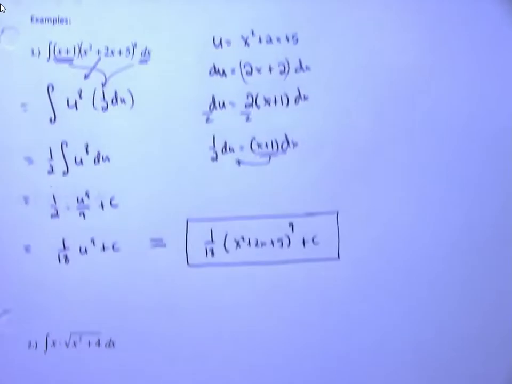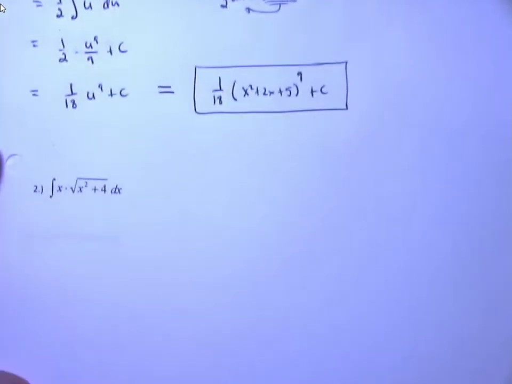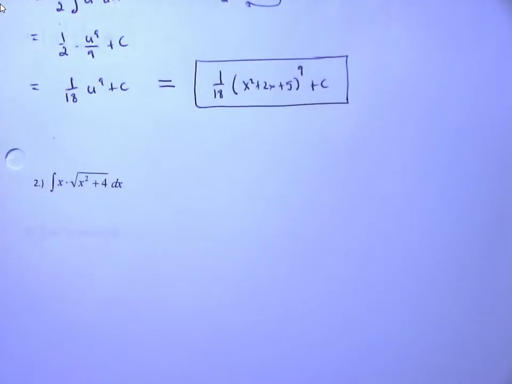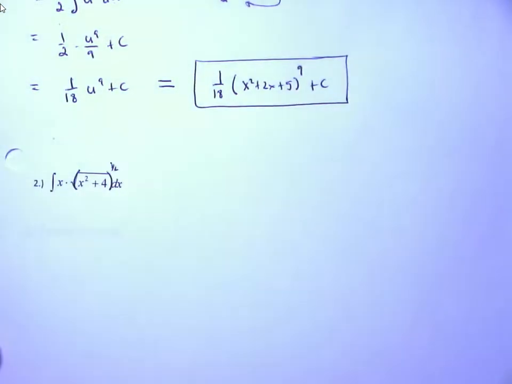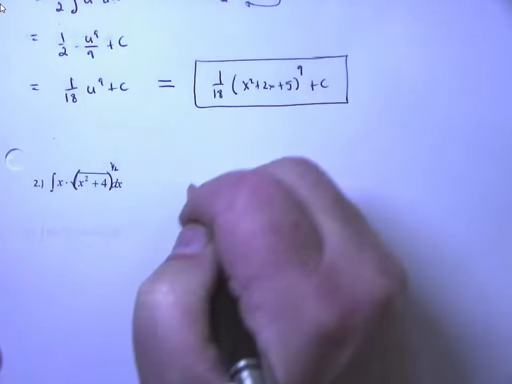Take a look at the next guy. I want to integrate x times the square root of x squared plus 4. First things first, I don't do square roots. What's a square root? A 1/2 power. And it's not a formula I have memorized, so I'm going to try U substitution.